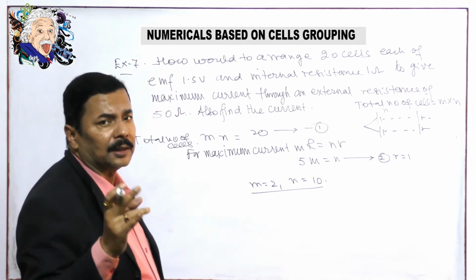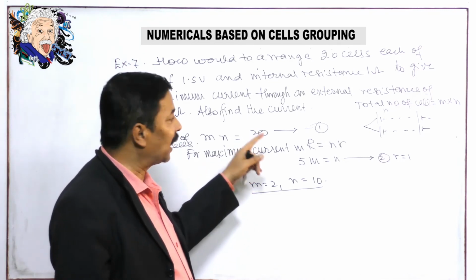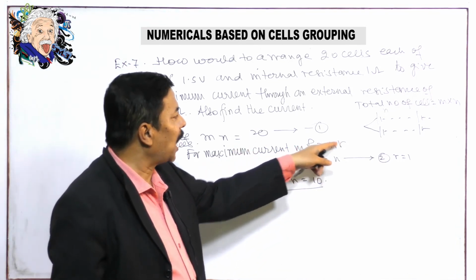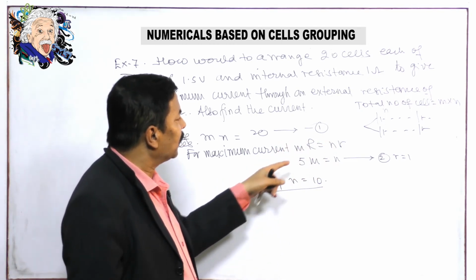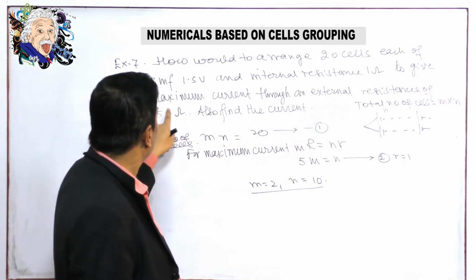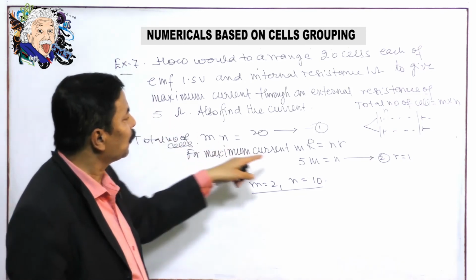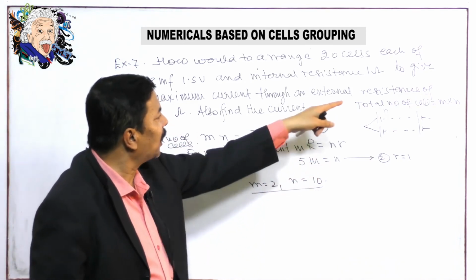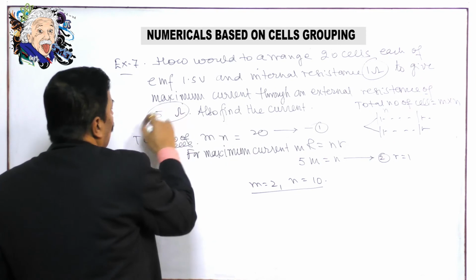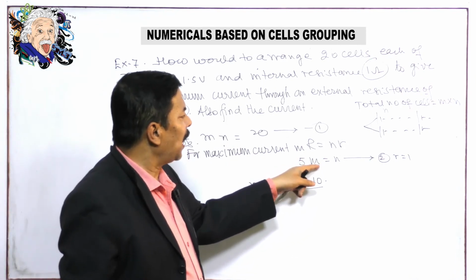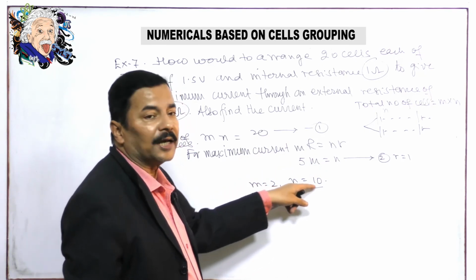Now remember the condition for mixed grouping: for maximum current we have derived the relation R is equal to nr by m, that means mR is equal to nr. Here the value of external resistance is given as 5 ohm and internal resistance is 1 ohm. So 5m is equal to n. Solving these two relations, you can easily get m equal to 2 and n equal to 10.